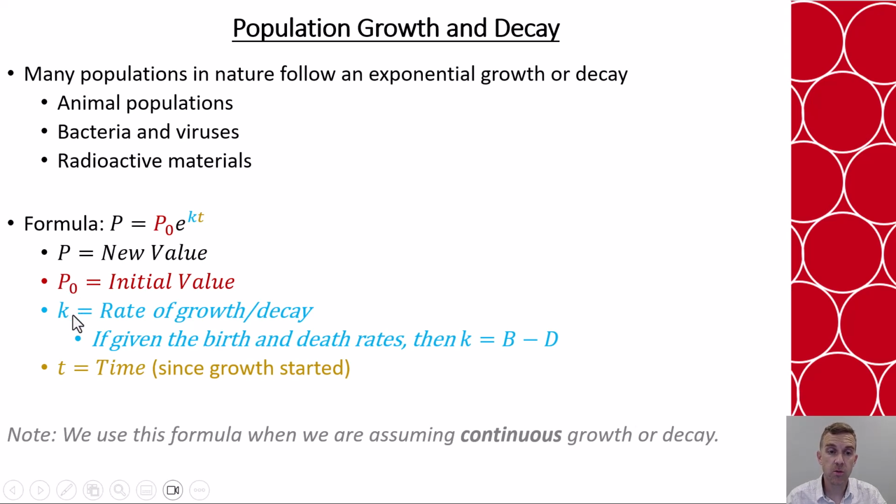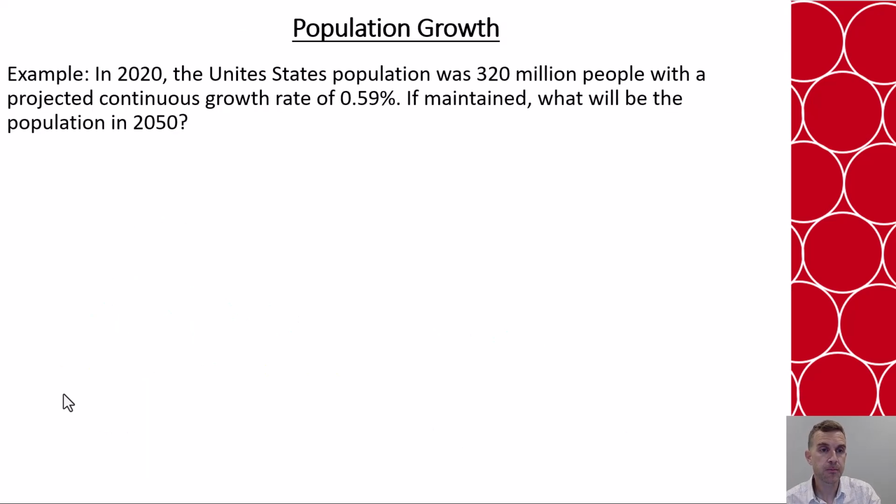K is our growth rate. This is often going to be in some small value. If it is looking at populations, we often may have the birth and death rates, and we need to subtract them to get that rate. And the last one is time. And often time will tell you whether it wants it in a very specific time, minutes, months, years. Oftentimes you'll see this commonly in years, but it's not always just in years. And again, remember, we use this with continuous growth and decay.